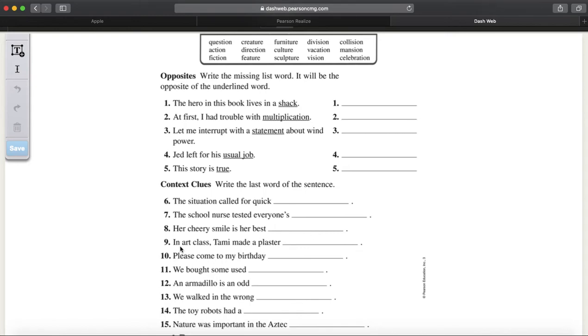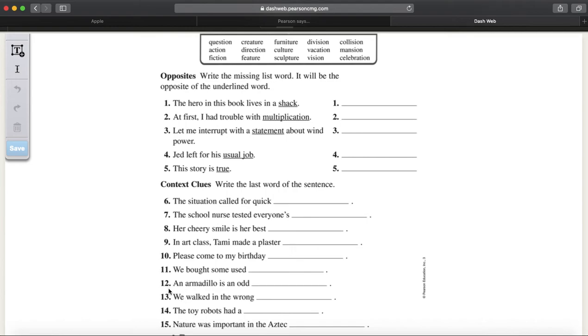Now, number 9. In art class, Tammy made a plaster. Art class, what do we do in an art class? Maybe we can do a sculpture. Okay. Now, number 10. Please come to my birthday. We said birthday is a sort of party. So what does party mean? Party means celebration. So, please come to my birthday celebration. Number 11. We bought some used what for our house? We put it in our house, like sofas, tables, chairs. We bought some used furniture.